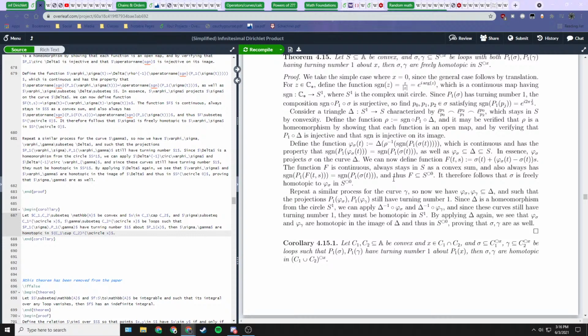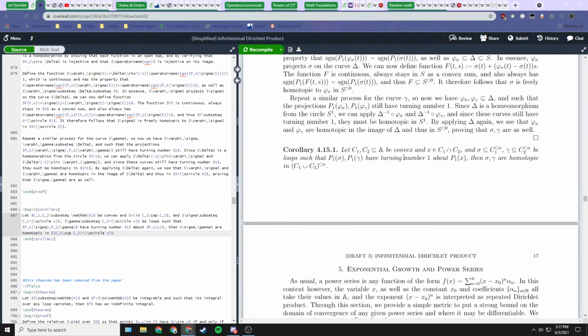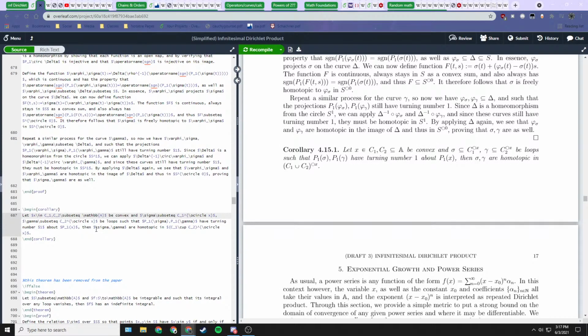Wow. Okay. That's a lot of words. Let me verify that is correct. Okay, so we have two convex sets, C1 and C2, and X in their intersection. Sigma and gamma in these sets are loops with their projections having turning number 1 about P1 of X. Then sigma and gamma are homotopic in this union punctured through X.